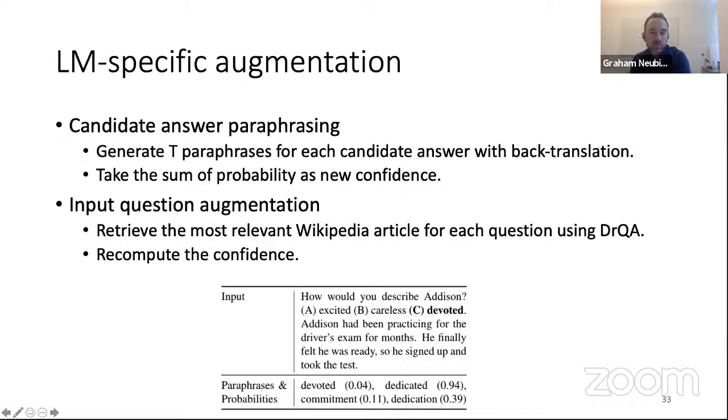We also did input question augmentation. So basically what this does is this provides more evidence in the input. This is actually making the model better as well. It improves accuracy as well. But our idea is, as the model is given more evidence to make its predictions, it can also do so with more confidence or do so with more appropriate calibration.